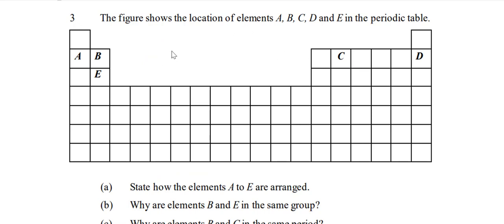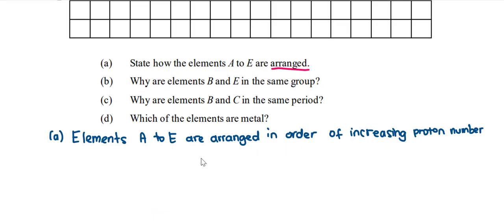For the third question, okay, kita ada periodic table, ada certain element dekat sini, A, B, C, D, E. Okay, so first question dia tanya, state how the elements A to E are arranged. Yang ni, tak payah fikir banyak-banyak. Kita tahu elements in the periodic table are arranged in order of increasing proton number. So, that's the answer. Okay, elements A to E are arranged in order of increasing proton number.